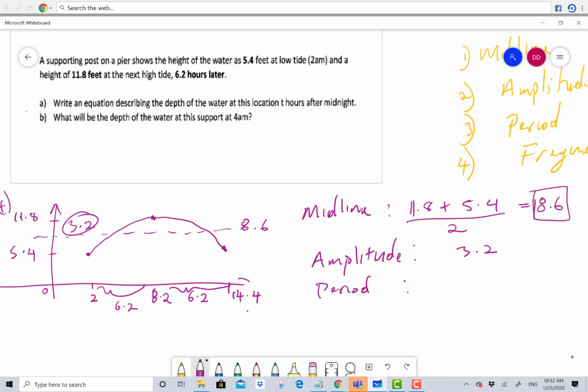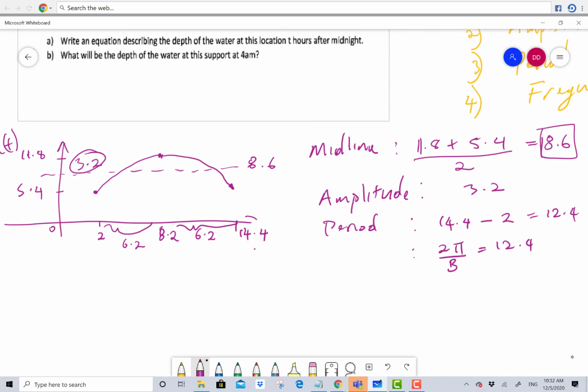My period then is going to be equal to 14.4 minus 2, so that's going to give me 12.4. And that's going to represent my period. Now, I also know that the period, according to the formula, is 2 pi divided by b. So if 2 pi divided by b is equal to 12.4, I recognize that b here represents my frequency.